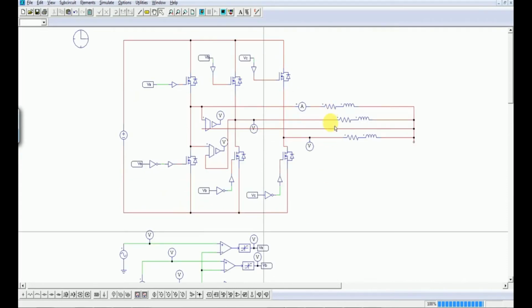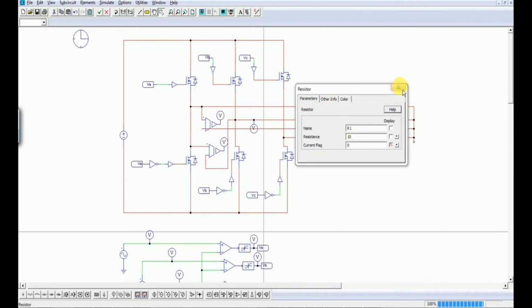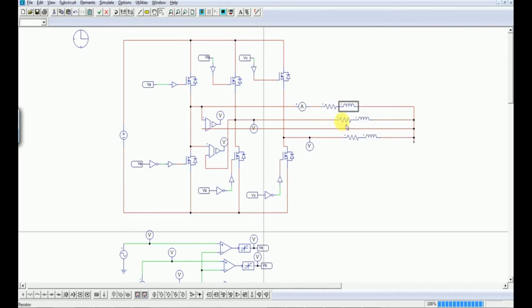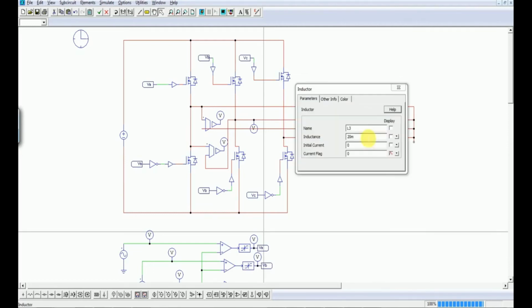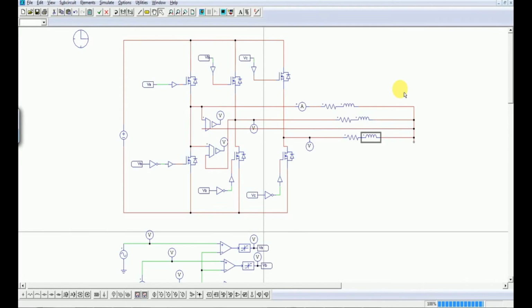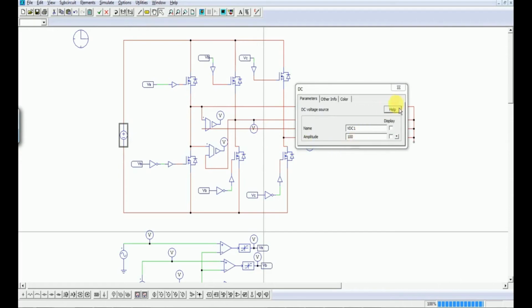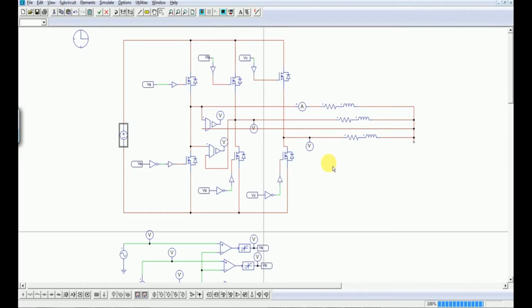In addition to that, we have used a load that consists of a 10 ohm resistance in series with an inductance of 20 millihenry, and that is true for all the 3 loads. Load should be balanced, otherwise there will be harmonics in the output. Now we have set all the three values. We have set this amplitude equal to 100 volts. So we are actually transforming this 100 volt DC supply into a three phase output.